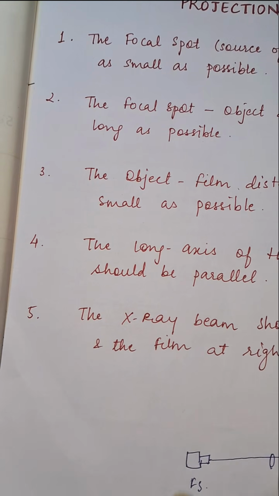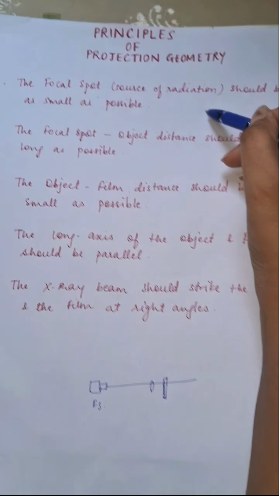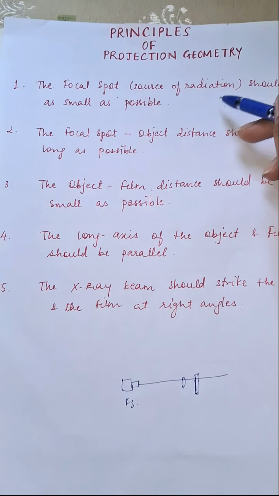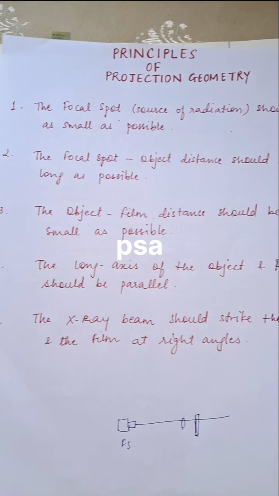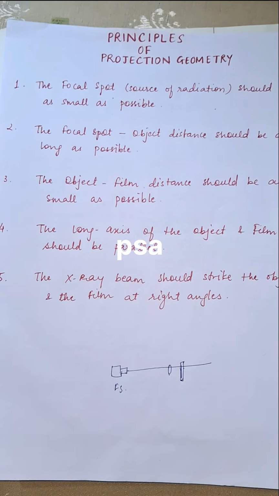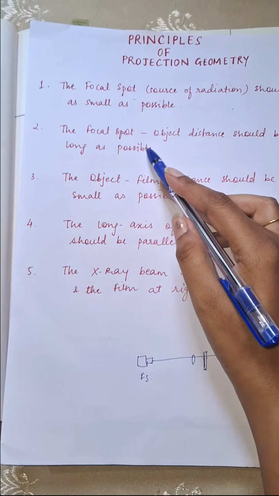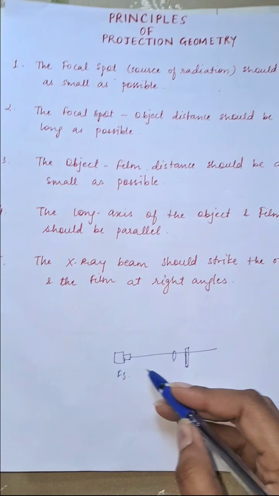So the principle states that the focal spot, that is the source of radiation, should be as small as possible. Everything about the focal spot will be discussed in detail in the upcoming video, so stay tuned. And second is the focal spot and the object distance should be as long as possible.